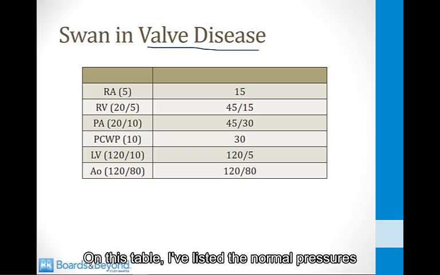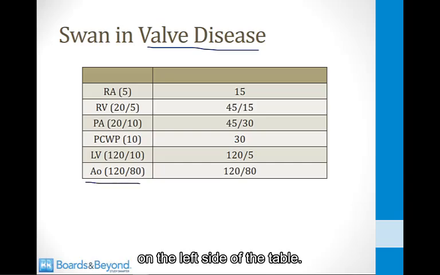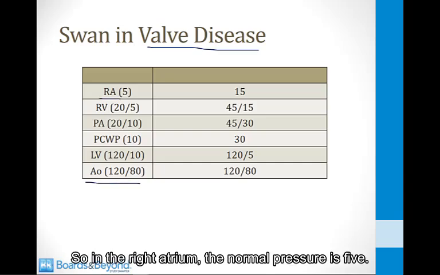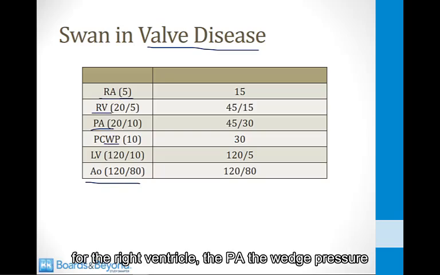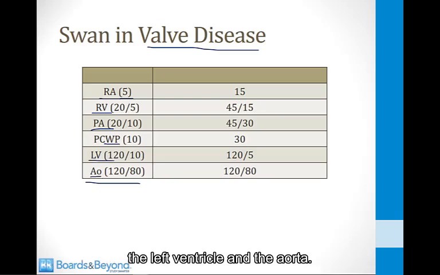On this table, I've listed the normal pressures on the left side of the table. So in the right atrium, the normal pressure is 5. I've also shown the normal pressures for the right ventricle, the PA, the wedge pressure, the left ventricle, and the aorta. On the right side of the screen are the hemodynamics from a patient with valvular heart disease, and let's see if we can figure out what the heart problem is.